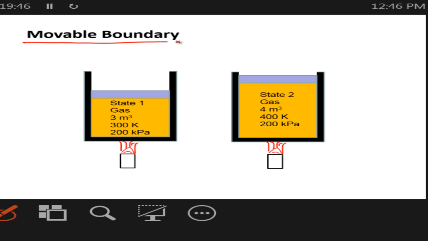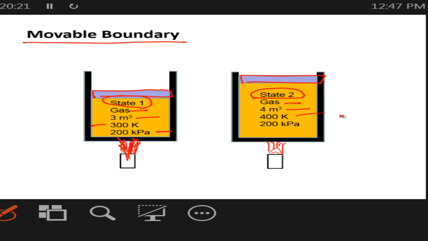Your boundary can be movable for a closed system. Here's your state 1. Here's state 2 of the system. It's an ideal gas. It started at 3 cubic meters. It ended at 4 cubic meters. How is that possible? Well, it's constant pressure because the weight of the piston that seals it doesn't change. But your flame is heating it up, and it goes from 300 Kelvin to 400 Kelvin. It will mathematically work out such that the volume goes from 3 cubic meters to 4 cubic meters, because of heating up. So that's an example of the system having a movable boundary. The boundary pushed up that piston.